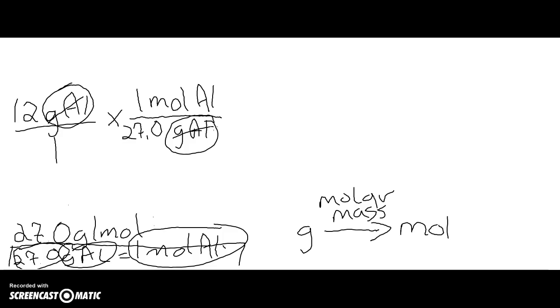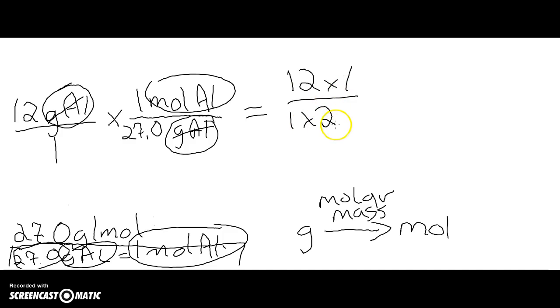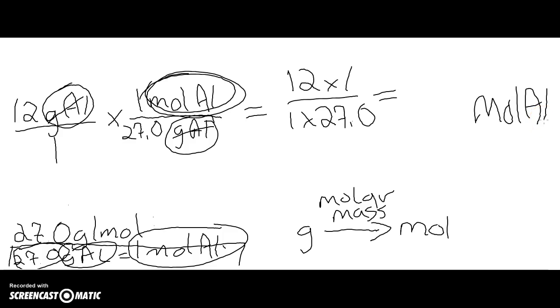Now, at this point, I have my equation set up so that the only units left over are the ones that my question asked for, which is moles of aluminum. And so that means that I'm ready to solve. So in order to do this, I would do 12 times 1 over 1 times 27.0, which is just the same as 12 divided by 27. And whatever my answer is, my units, which would be whatever I have left over, is going to be moles of aluminum. So I'll let you do the math on your own, but 12 divided by 27 moles of aluminum is going to be my final answer there.